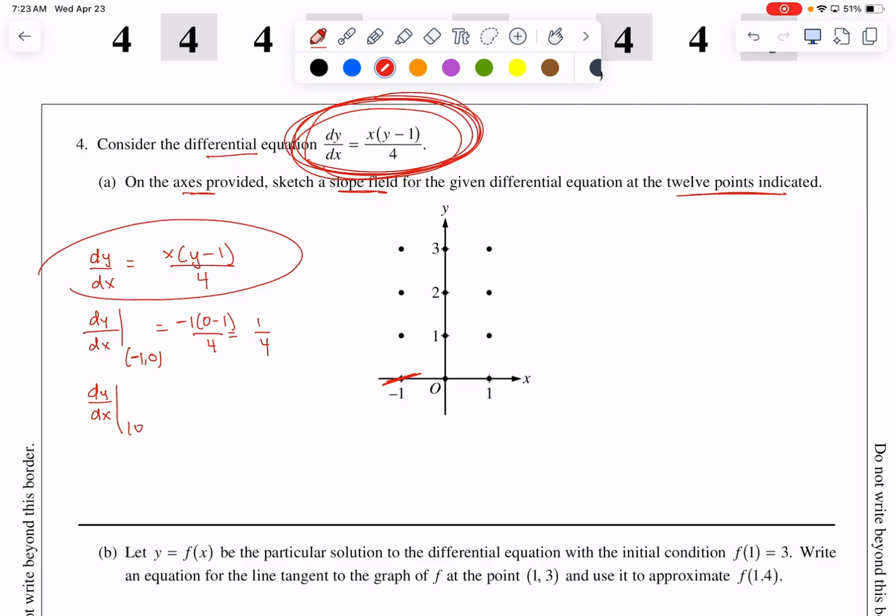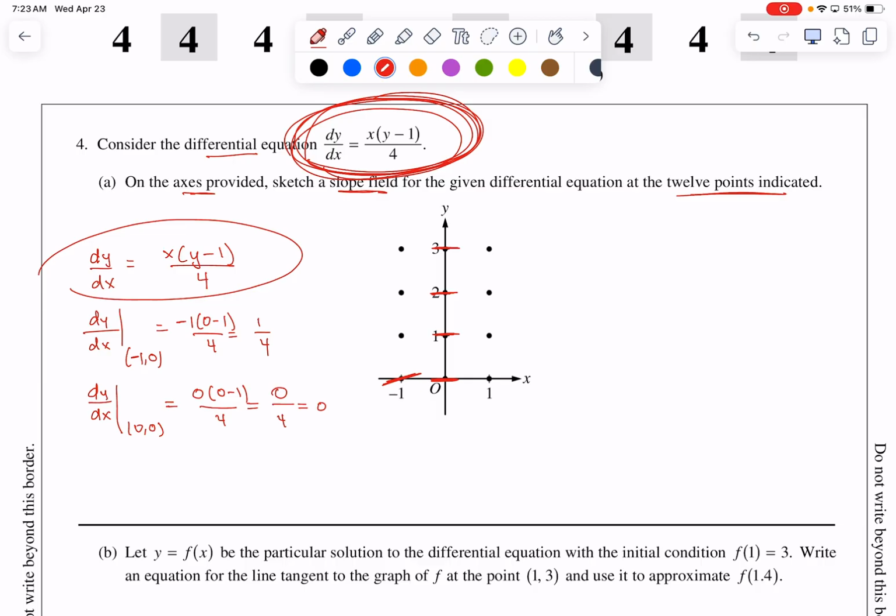Okay, so 0, 0. This one's going to be really easy because you're going to have 0 times 0 minus 1 over 4. So you're going to get 0 times anything is what? 0. Well, here's what's going to happen. When x is equal to 0, the slope's going to be what? 0. You could go straight up now, and all the slopes are going to have to be 0 there, because anytime x is 0, think about it. If x is 0, you're going to have 0 times whatever, which is going to give you what?